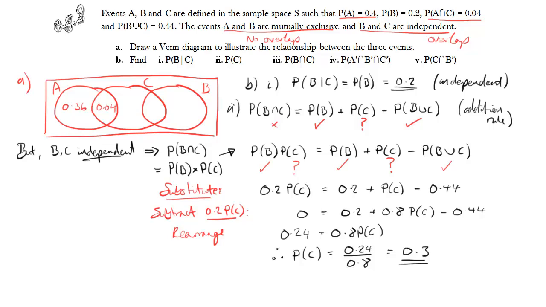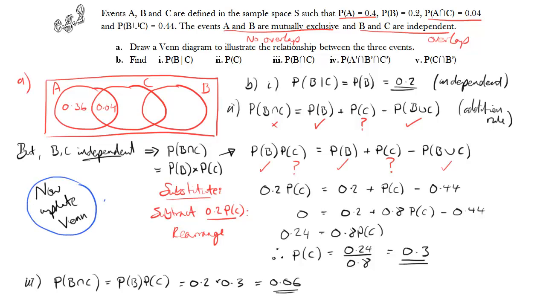Now, once you've done that, that lets you work out quite a few other things. So for part three, we want the intersection of B and C. Well, B and C are independent, so just multiply their two probabilities. The latter we have just found out is 0.3. Multiply those together, we get 0.06. And that's dead easy.